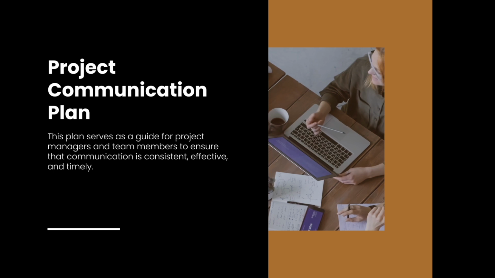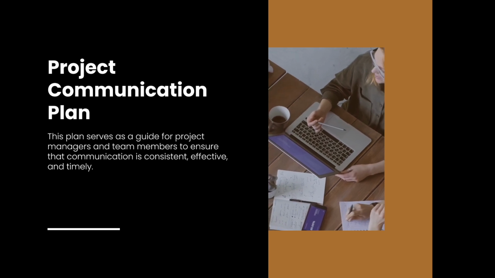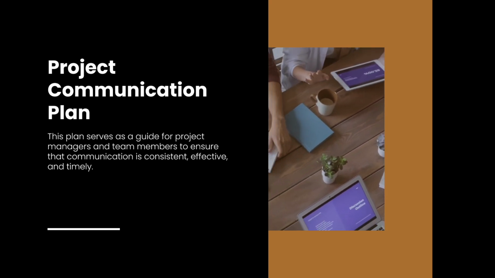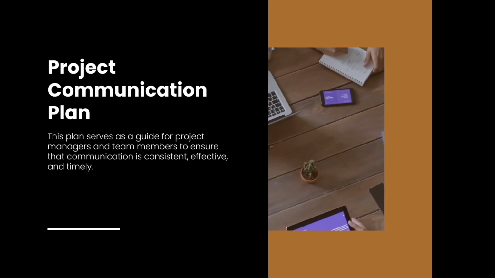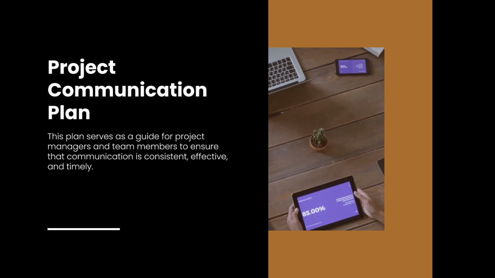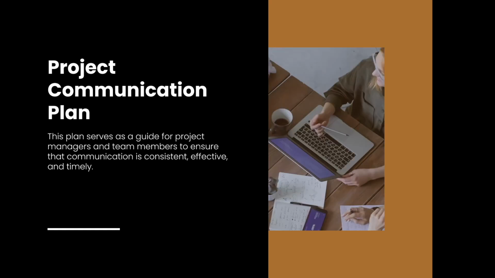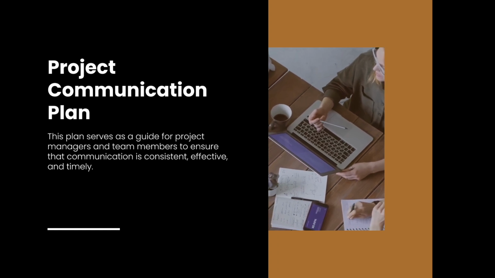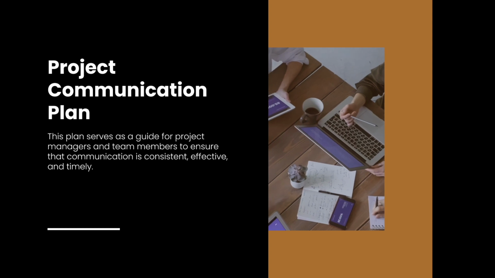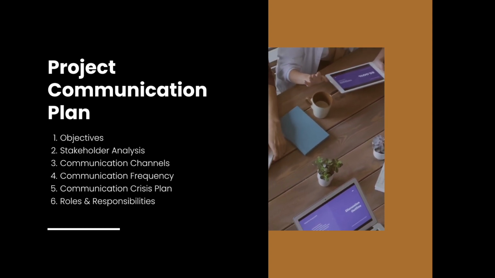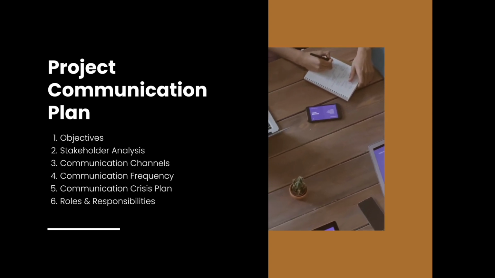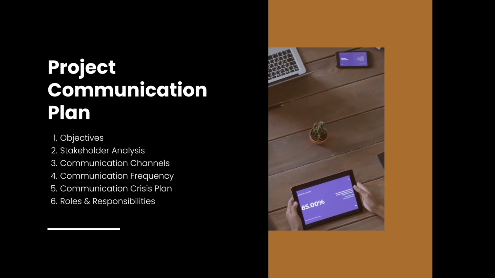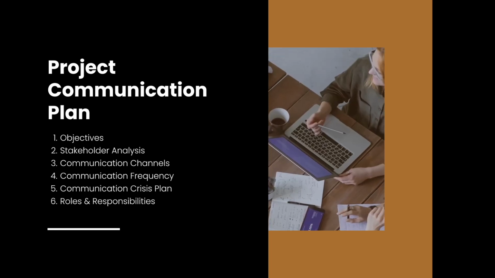The primary output of project communication management is a project communication plan, which outlines how communication will be managed throughout a project. This plan serves as a guide for project managers and team members to ensure that communication is consistent, effective, and timely. A project communication plan typically includes communication objectives, which is a clear definition of the communication objectives of a project, outlining what needs to be communicated to whom and why.